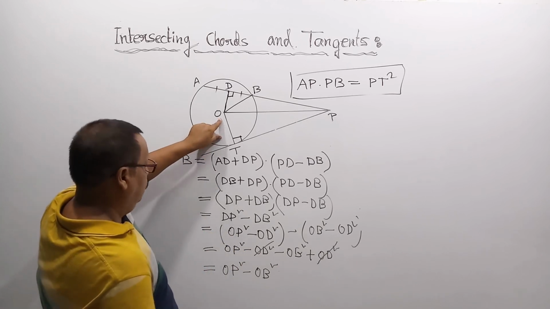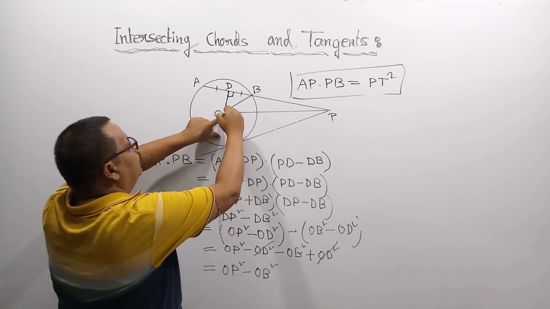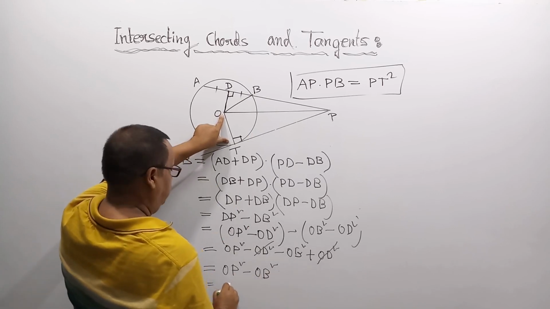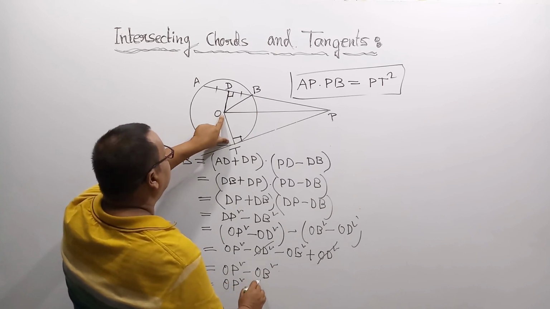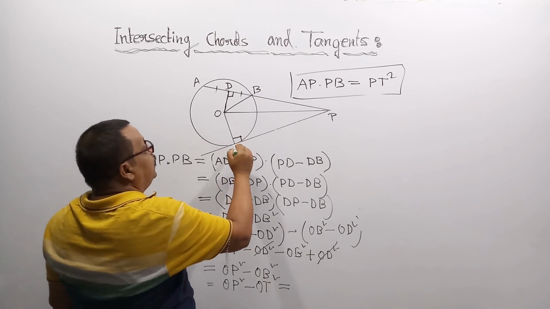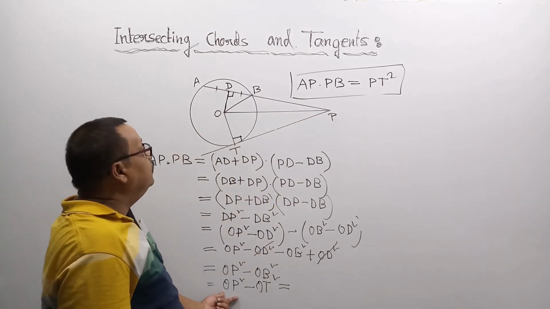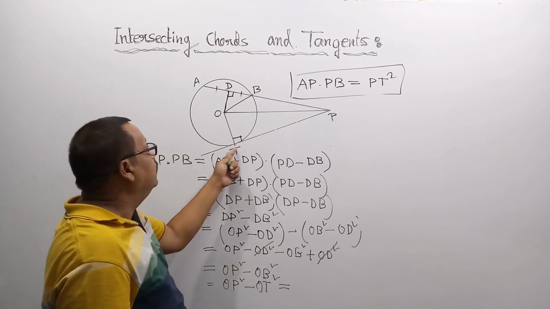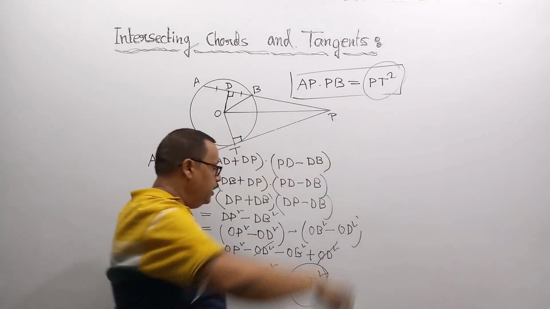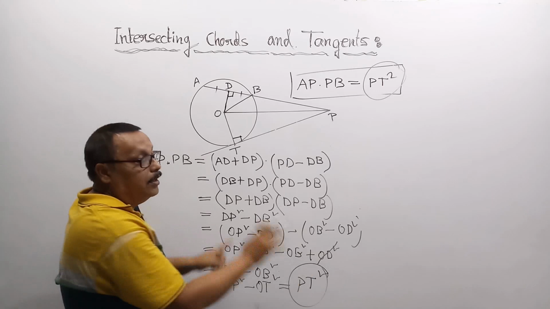Again come to the figure. OP square and OB square. OB is the radius of the circle. We can write OB is equal to OT, since they are same in length. So OP square minus OT square. What is this? Now come to the right angle triangle OTP. OP is the hypotenuse, TP is the base, and OT is the height. So OP square, that is hypotenuse square minus height square, is equal to what? Base square, that is PT square. What to prove? PT square. Already we proved. Understood? So always you follow the figure. From the figure, step by step it will come automatically.